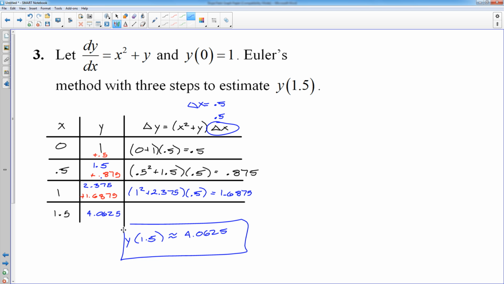So the challenge is simply, well, I say simple, but the challenge is to find your change in y. Once you find your change in y, then you add it and you keep working those steps. And they're kind of tedious and monotonous. You have to be kind of careful with your work, hence the table. But there you go.